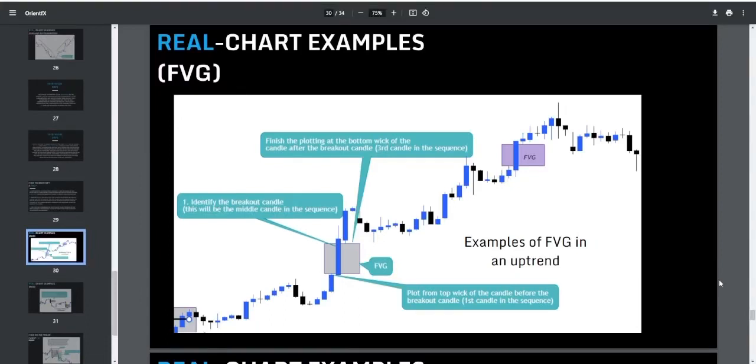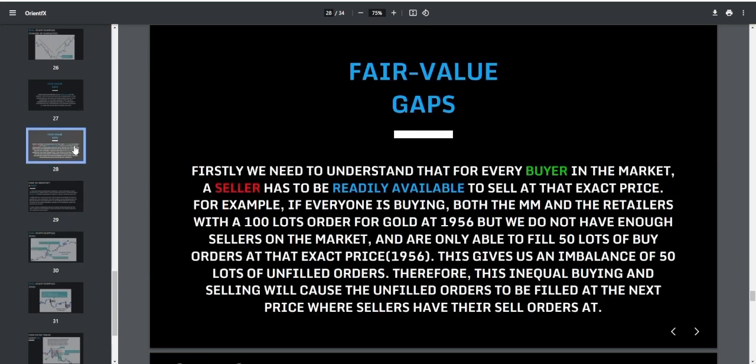Alright, welcome back to Orient FX Intensive bootcamp, and this is a continuation to the previous lesson on fair value gaps. So in this lesson, I will show you guys some real chart examples, how we plot it and how we trade fair value gaps, okay? But before that, let's re-understand once more what is fair value gap and the fundamentals, okay?